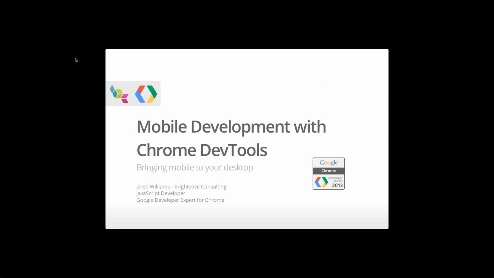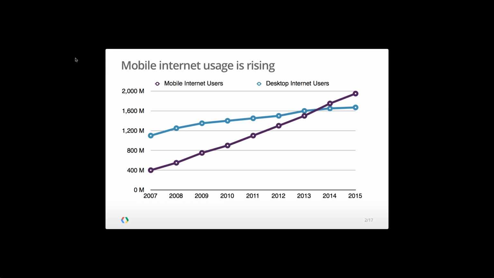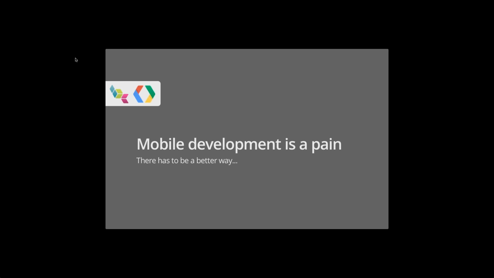So mobile development with DevTools. As you all know, I'm guessing mobile internet usage is increasing, and more and more people are using the internet on their phones and on other devices. So we need to develop more for mobile, but that's a pain. So there needs to be a better way to do that, and so DevTools has come up with a really cool set of features that I'm going to be covering: remote debugging, screencasting, step forwarding, and emulation. And then you can work with these in your workflow.